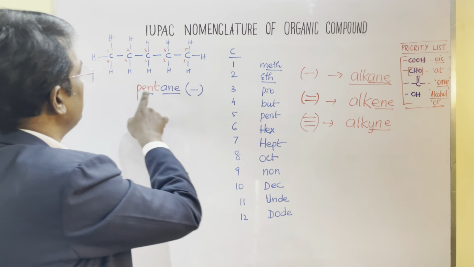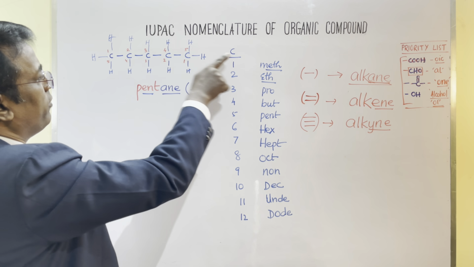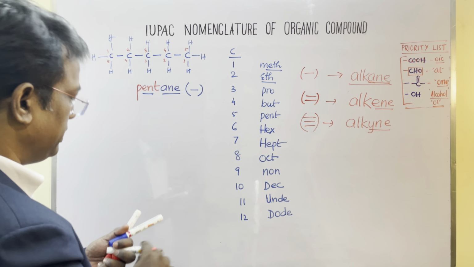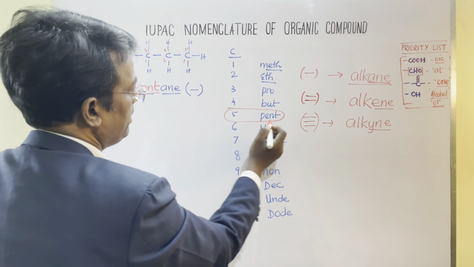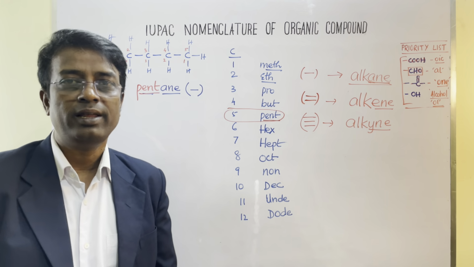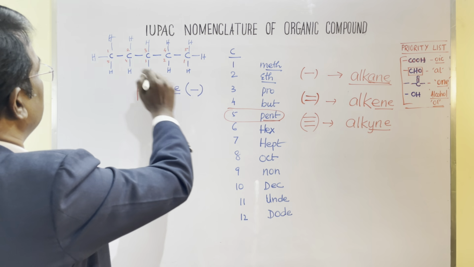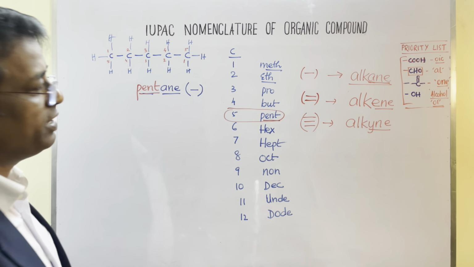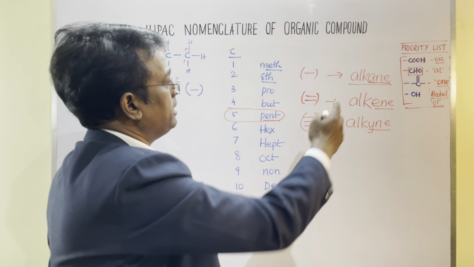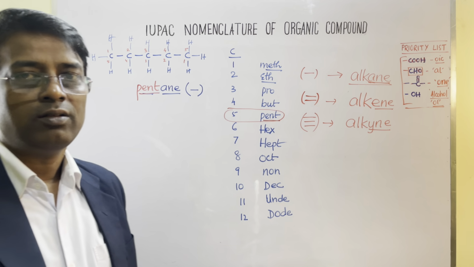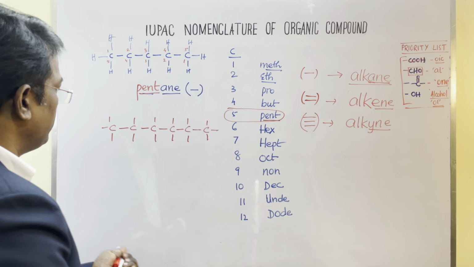One is meth. Here we have 1, 2, 3, 4, 5. That's why it falls into this. 5 is pent here. Can you remember? Pent, P-E-N-T. And since all of these CH bonds or CC bonds are single bonds, they are saturated alkane compounds.